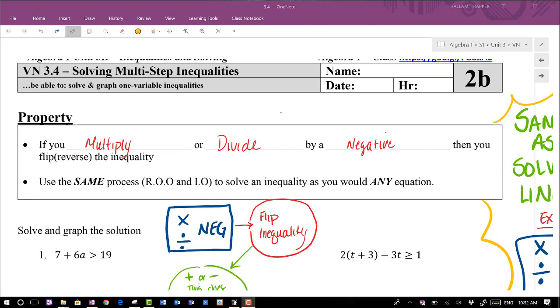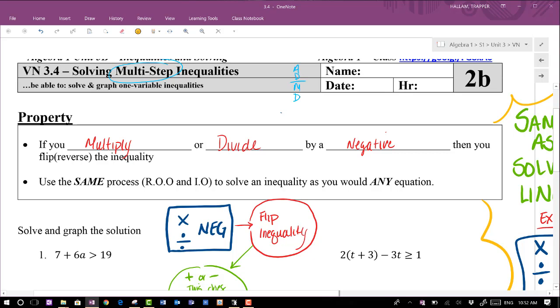Okay, hi and welcome to video notes 3.4 on solving multi-step inequalities. In this one, we've already seen a video where we did basics, but this time we're going to do multi-steps, which is going to include some addition, subtraction, multiplication, and division.